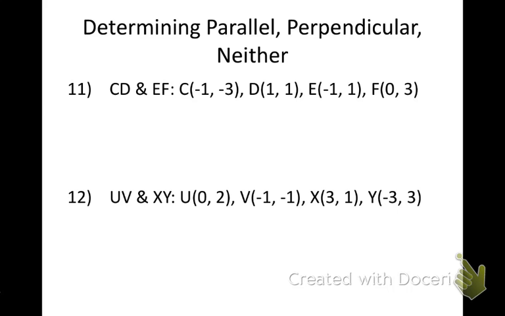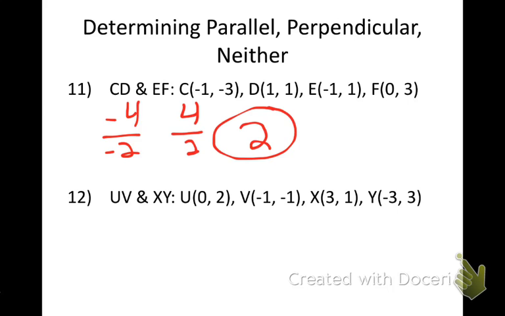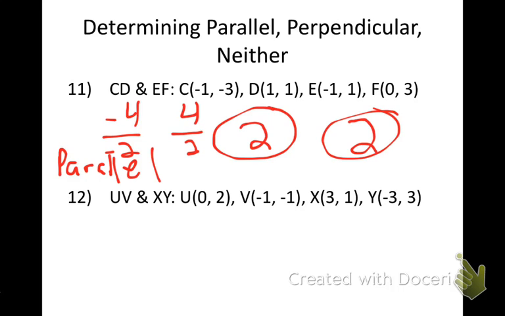Troy, what's the slope? 2. The slope is 2. When you work it out, you get 4 over 2, or you can say negative 4 over negative 2, but both of them come out to be a slope of 2. What's the slope of EF then, Trevor? 2. So my two lines now are what, Johnny? They're equal, so they're parallel. Good job, Johnny.